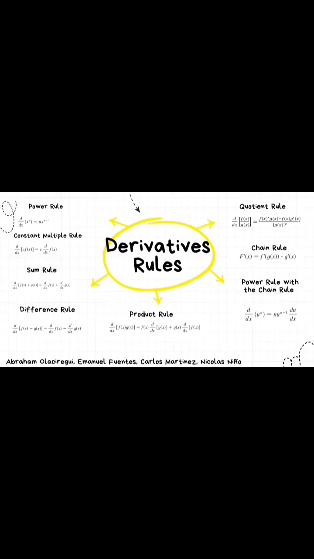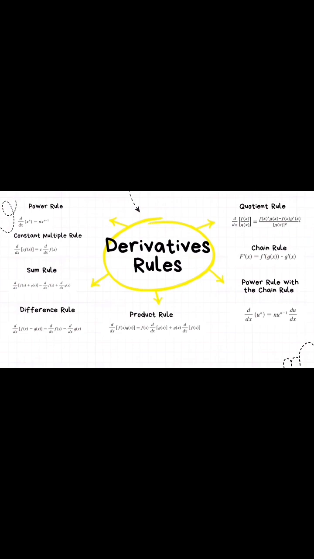We have the power rule, the constant multiple rule, the sum rule, the difference rule, the product rule, the quotient rule, the chain rule, and the power rule with the chain rule. So I hope you enjoy it. We are going to explain each one of those rules, and here we come.